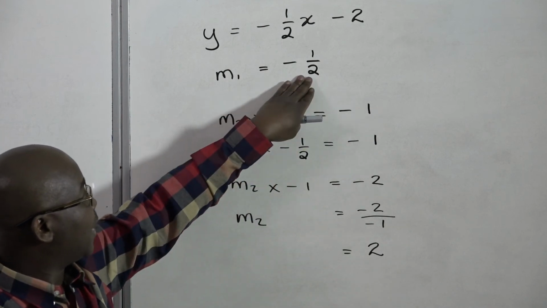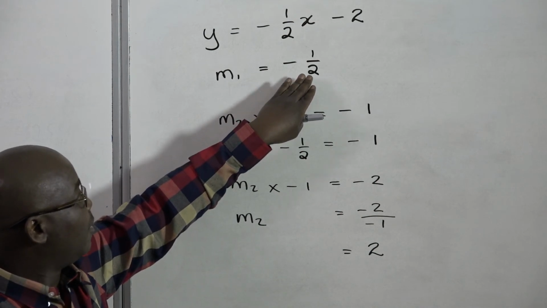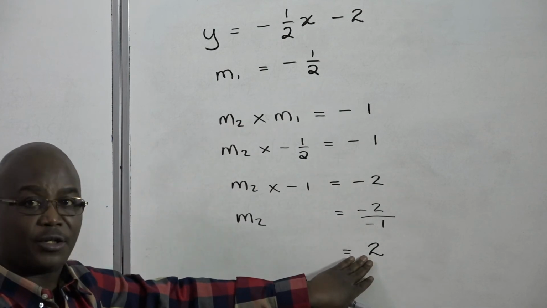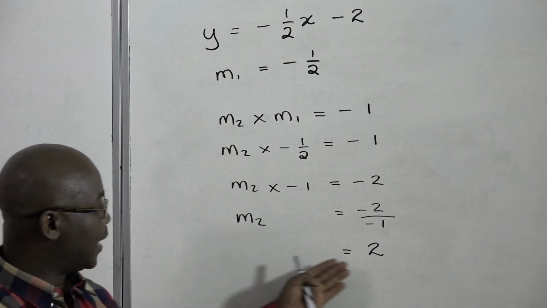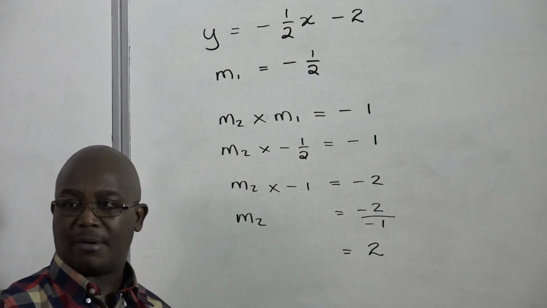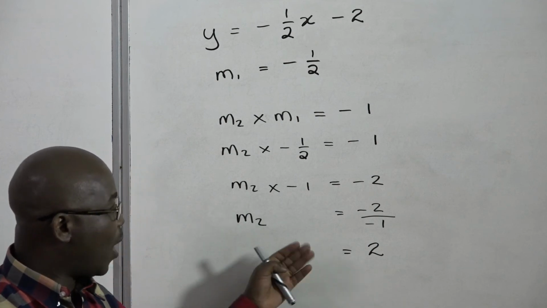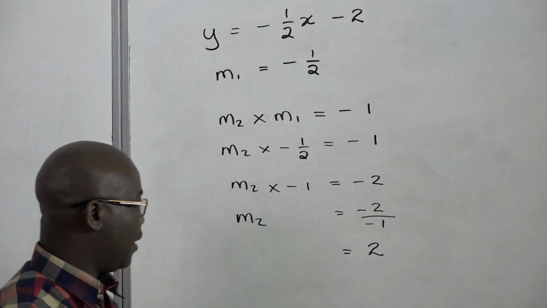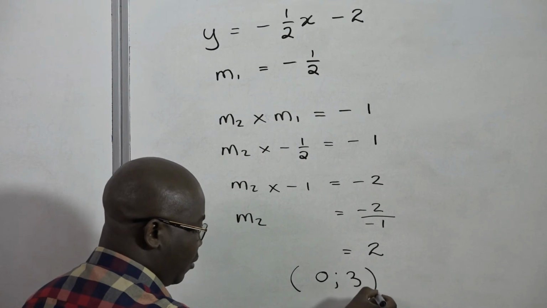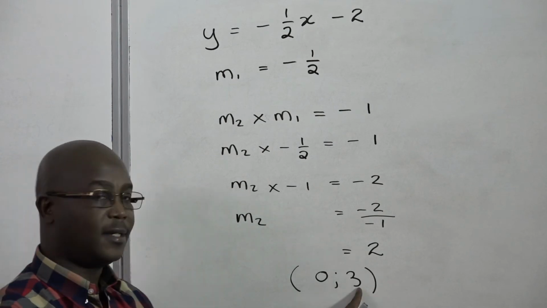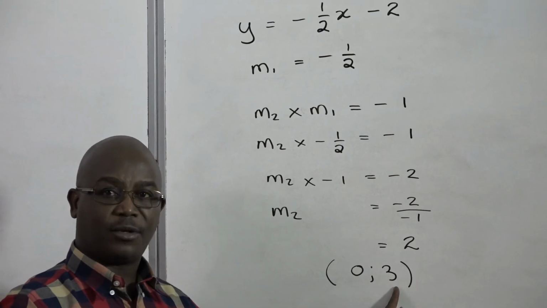So if the gradient of the first line is minus half, the negative reciprocal of this gradient is going to be 2. You should be able to remember this from what I said earlier on. So now we have the gradient of the line that we are worried about. Then we also know that this line is cutting the y-axis at 3. Therefore, the coordinate will be (0, 3), so the x component will be 0, and the y component is going to be 3.